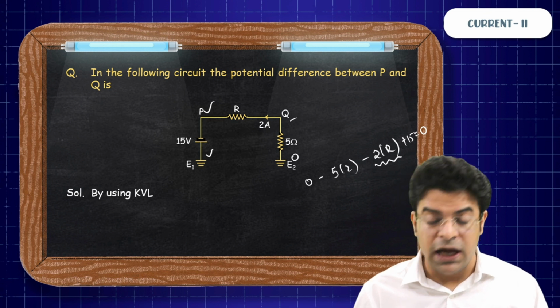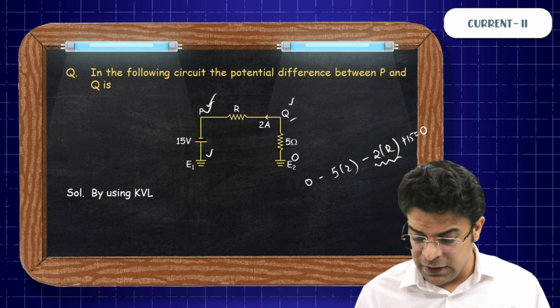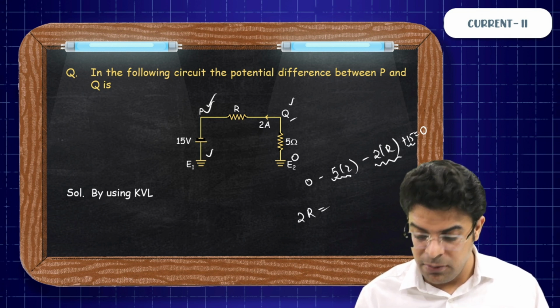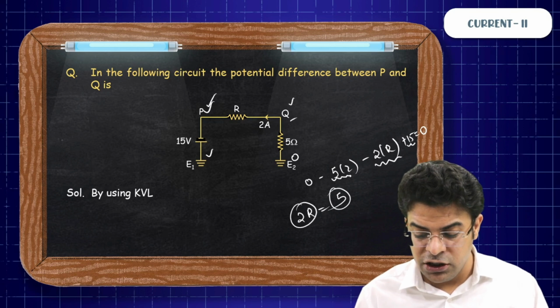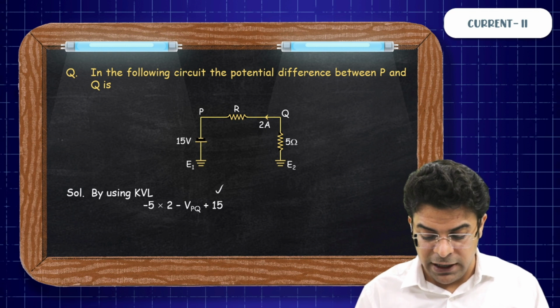2 into R is the potential drop across Q and P. So you can say 2 into R equals minus 10 plus 5, which is 5. So the potential drop between P and Q has to be 5 volt. This can even be done by writing the equation of KVL.